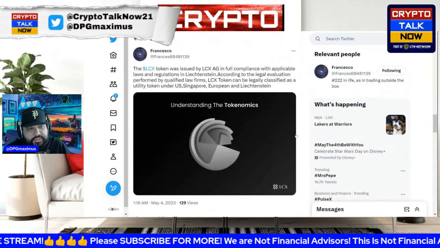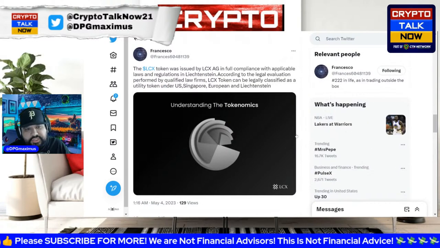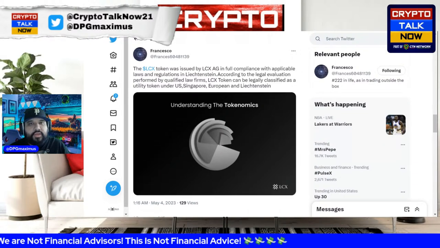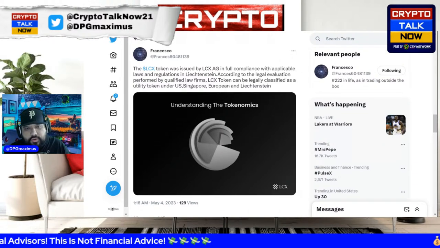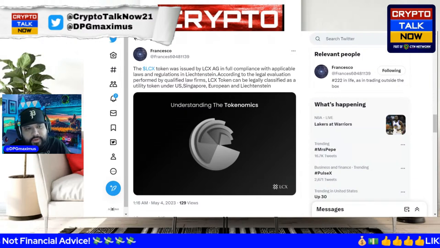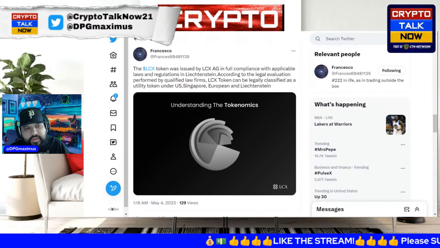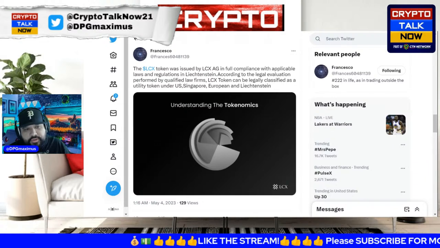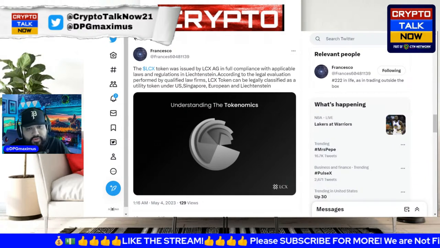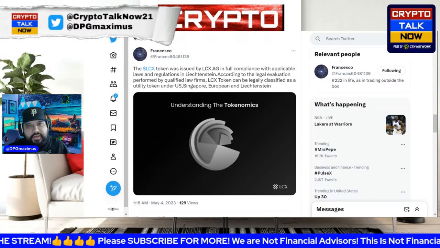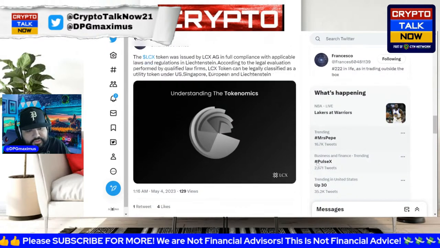All right, a little bit more in regards to this. The LCX token was issued by LCX AG in full compliance with applicable laws and regulations in Liechtenstein. According to the legal evaluation performed by qualified law firms, the LCX token can be legally classified as a utility token under U.S., Singapore, European, and even Liechtenstein rules, guidelines, and laws.